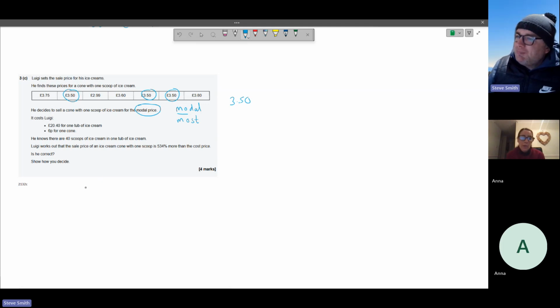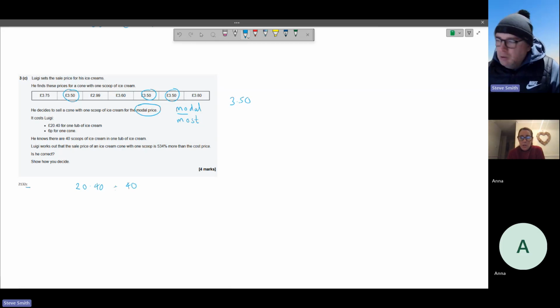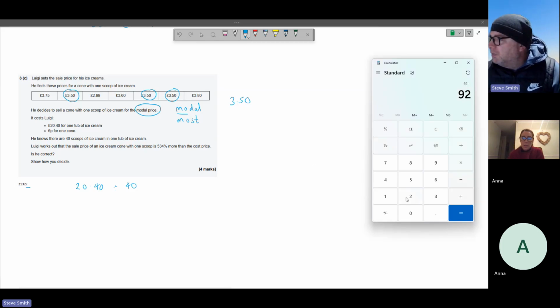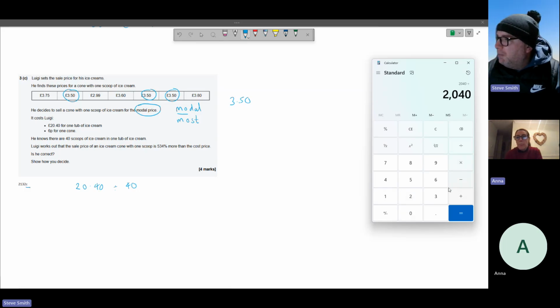Right. Okay, so we've got 1 tub, £20.40 here, and he makes 40 scoops. So it's calculator now. We're going to divide that by 40 because we know that's how much each ice cream is going to cost us. I'm going to go 2040, and I'm only doing it in p because I don't want a big decimal, divided by 40.